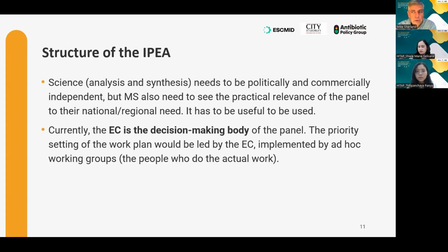But actually, what you do first is going to be quite a strong discussion about which bits you tackle first. And the implementation of the work of the panel is usually done by independent, ad hoc working groups. So like any other structure, there are other people who will go off and try to do the evidence synthesis, systematic reviews.